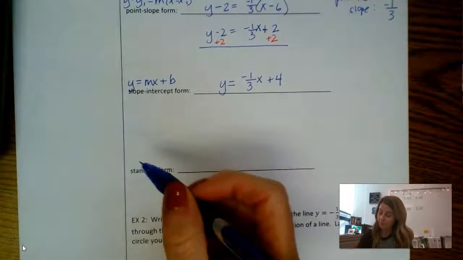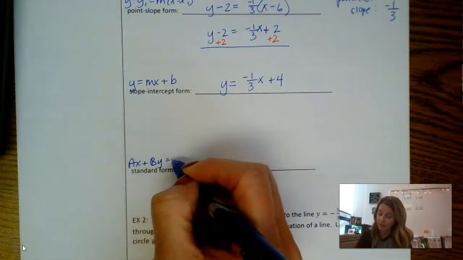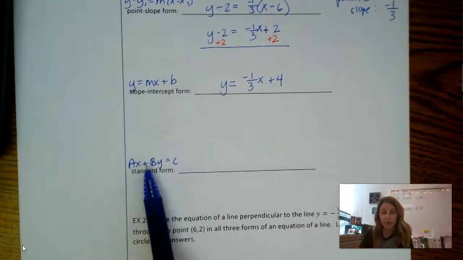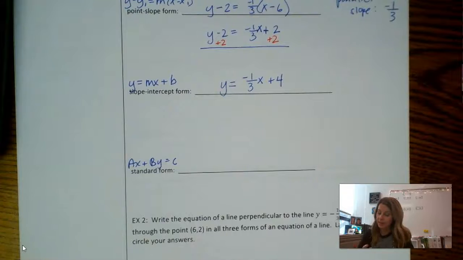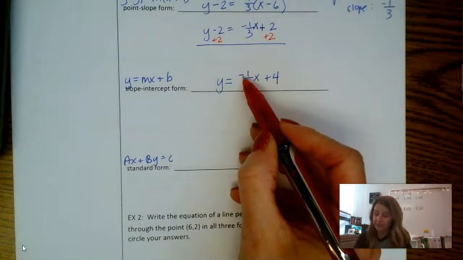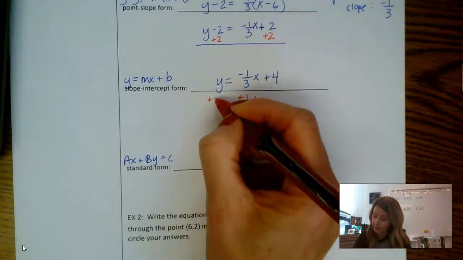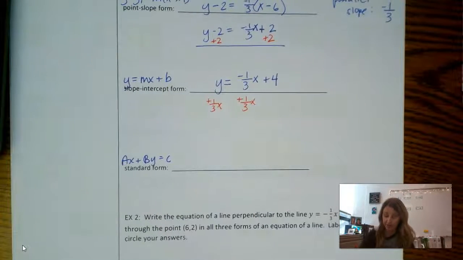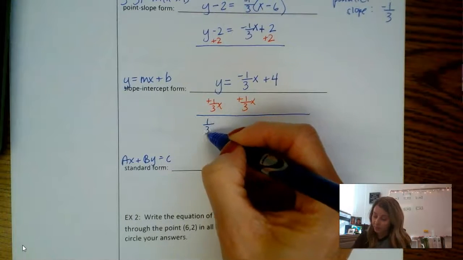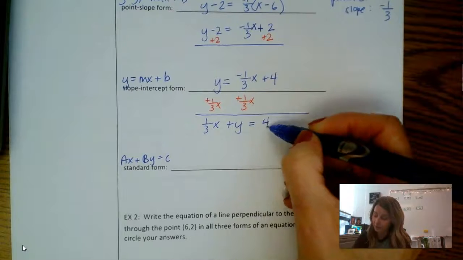Standard form is ax plus by equals c. So now I need to shift back and get x and y on one side. I need to move negative 1/3 x over here to the left. The opposite of negative is positive, so plus 1/3 x. I'm going to put the x term first: 1/3 x plus y, bring down 4.